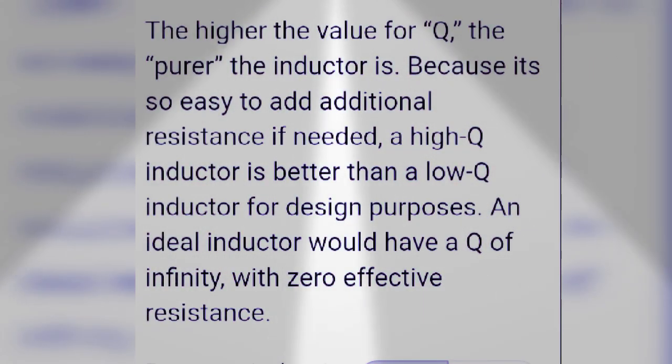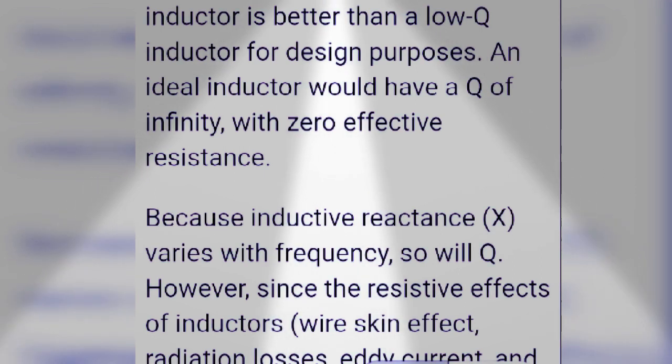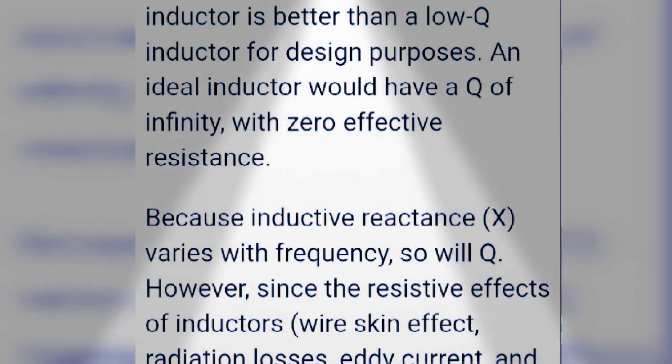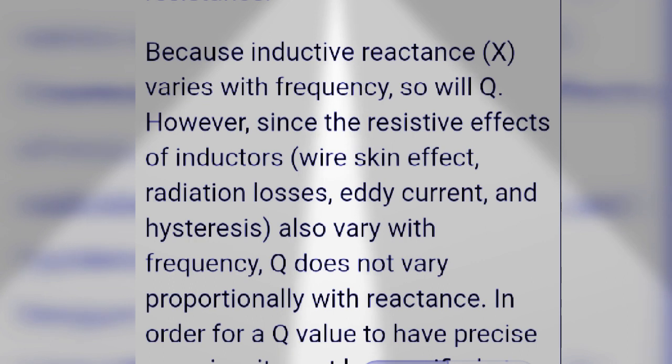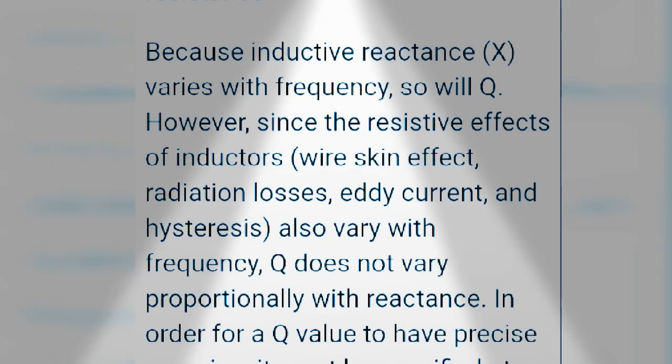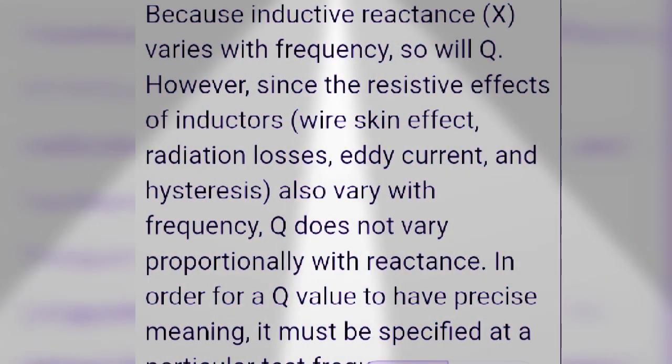An ideal inductor would have a Q of infinity, with zero effective resistance. Because inductive reactance varies with frequency, so will Q. However, since the resistive effects of inductor wire, skin effect, radiation losses, eddy current and hysteresis also vary with frequency, Q does not vary proportionally with reactance. In order for a Q value to have a precise meaning, it must be specified at a particular test frequency.